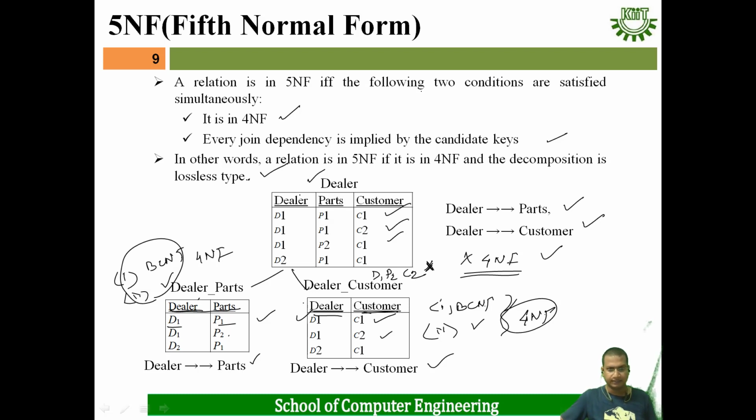And another thing is D2, P1, C1 is present. And some spurious rows will come, because D1 P2 C2 is not there in the original. That's why some spurious, extra rows will come when we do the natural join of this with this. That means we will see the original relation with some extra rows. Then that means the table will not be in 5NF in this case.